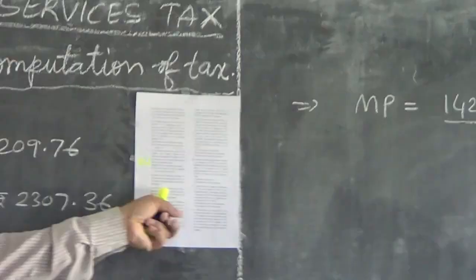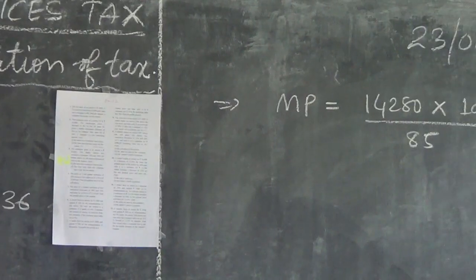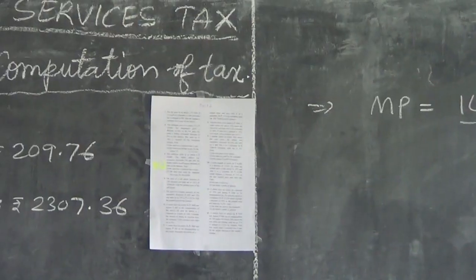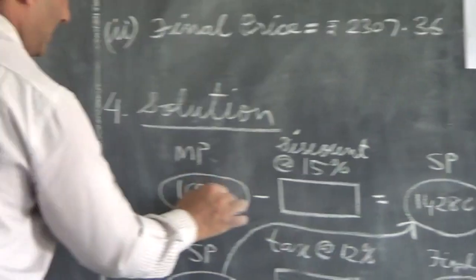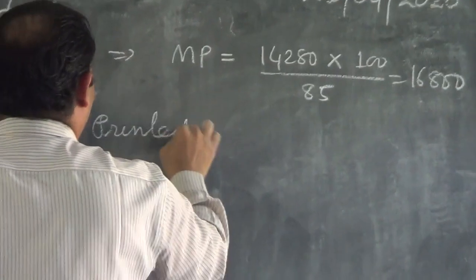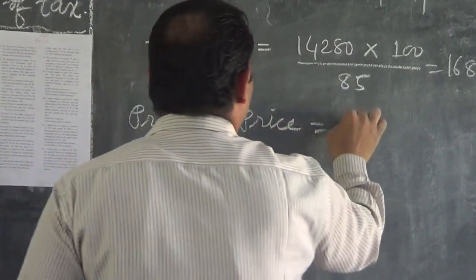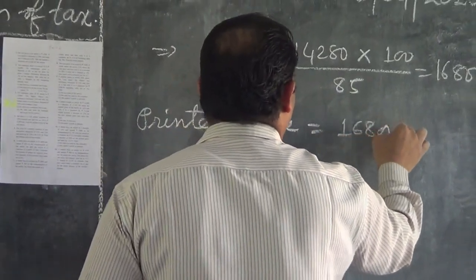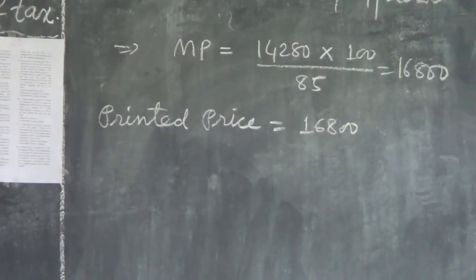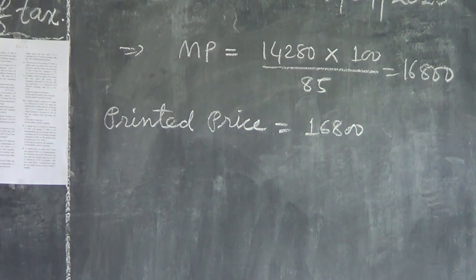Find the printed price of the cell phone. So printed price already we got. This is 16,800. So our answer you write here. Printed price equal to 16,800 rupees. Printed price. So question number 4 is over. We shall move to question number 5.